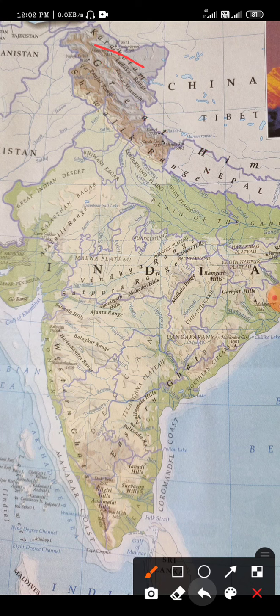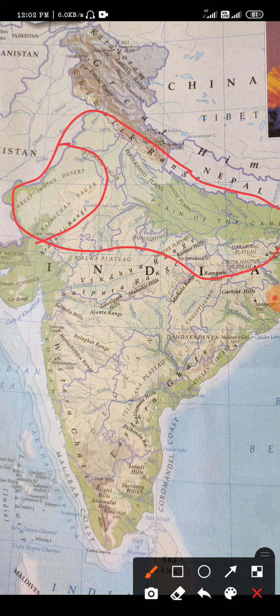Discussing the next part, the North Indian Plain. This North Indian Plain can be further divided into the Rajasthan Plain, so this is the desert part. Next is your Rohilkhand Plain, and the third one is Plain of Ganga. Next is Plain of Brahmaputra.